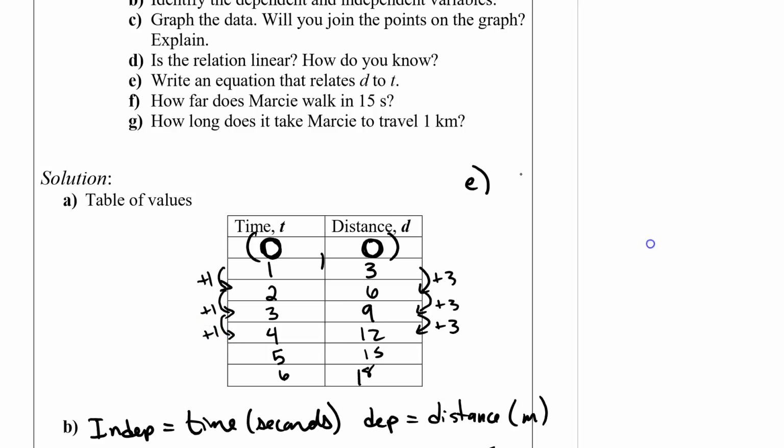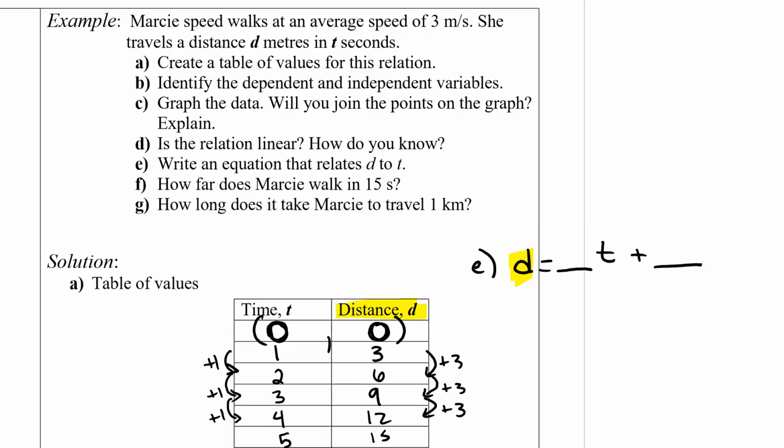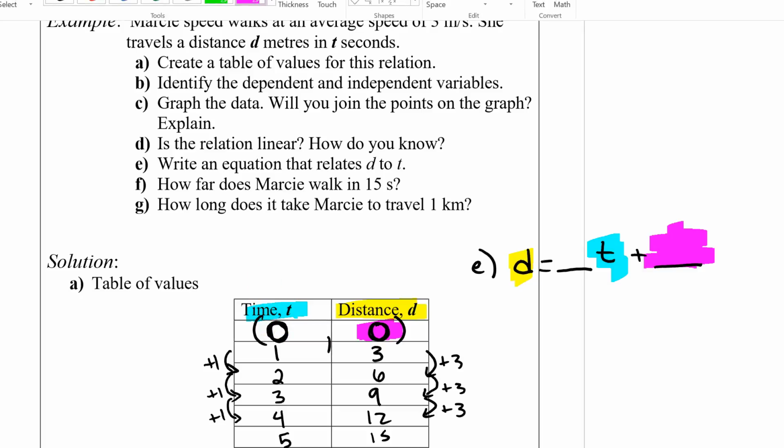So I am going to just create my equation. D for our dependent equals something T plus something. Let's just remind ourselves here, D is because of our dependent. T is because of our independent. This will be our constant, which will come from our dependent variable when we plug in 0 into our equation.